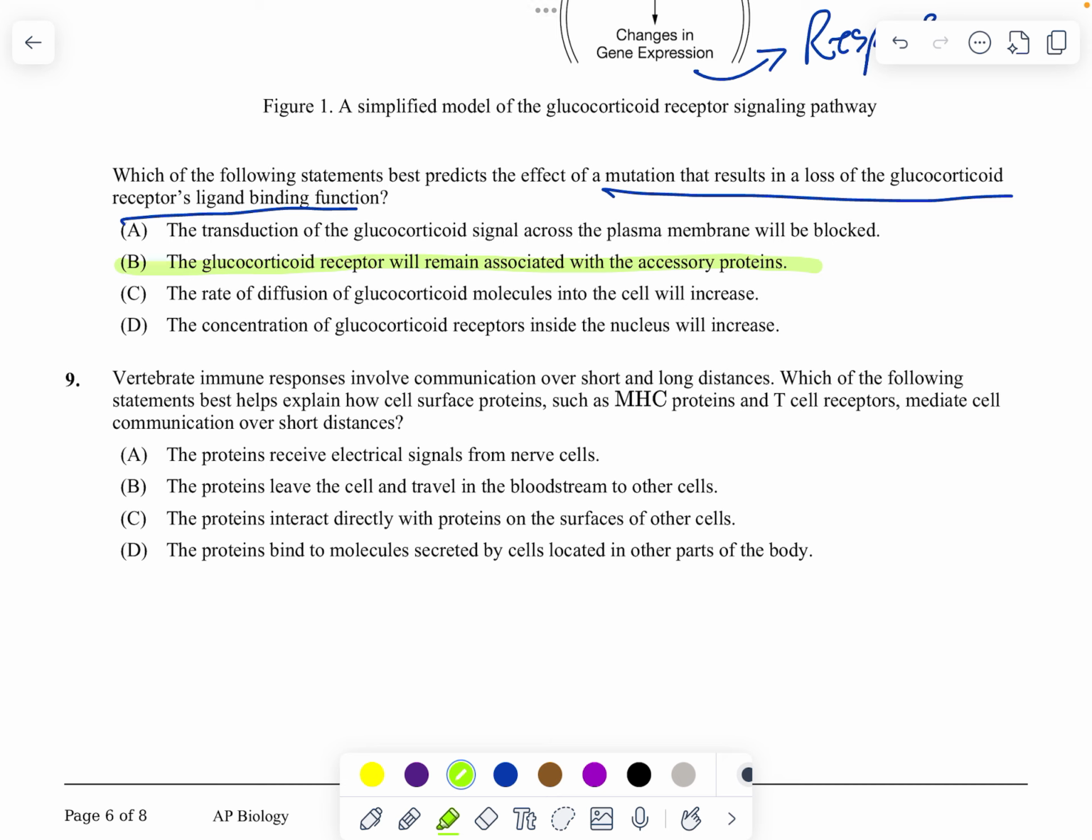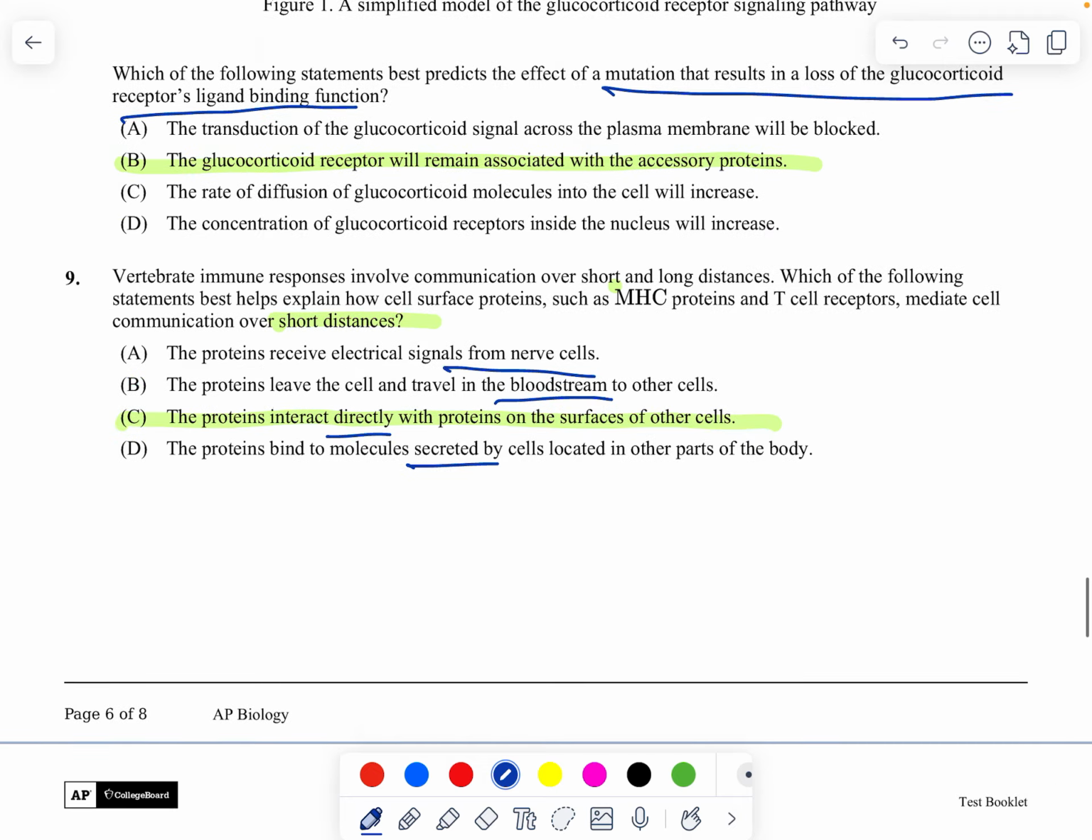Number 9. Vertebrate responses involve communication over long and short distances. Which of the following statements best helps explain how cell surface proteins and T cell receptors mediate cell communication over short distances? All about short. Okay. This is long. That's long. Directly is a good word. So that seems to be right. Let's make sure about D. The protein's binding molecules secreted. Nope, that's endocrine. Okay, so the answer is C.